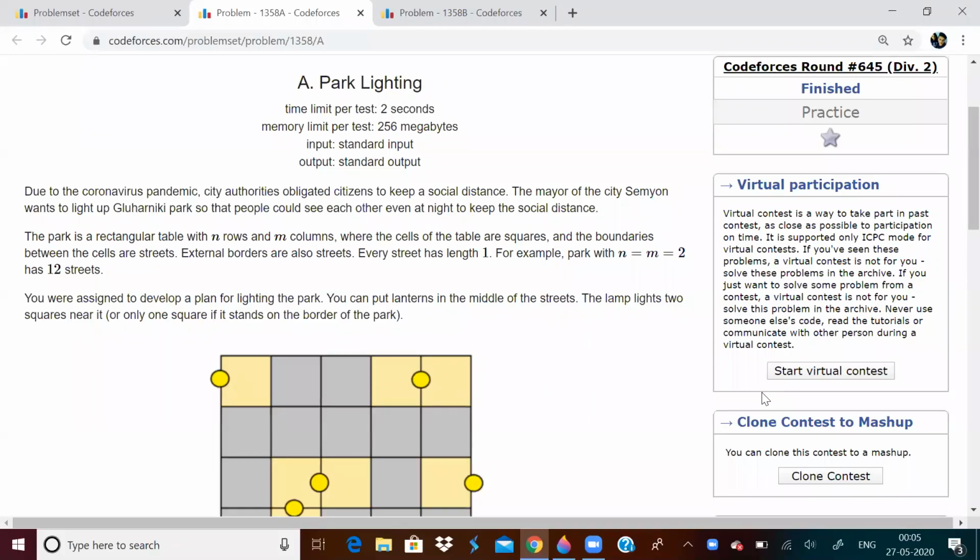Okay, so in this video, let us discuss Codeforces round 645 division 2. So problem A, it looked very complicated, all these diagrams and all. It was very simple.